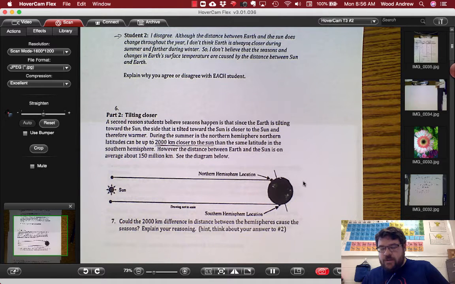No. So again, if someone says to you, hey, random student, the northern hemisphere is warmer because it's pointed towards the sun and therefore it's closer, you can say it's only 2,000 kilometers closer than it normally is. That's not a big enough difference to make a difference, right? So again, the difference in distance because of the tilt is not going to cause the seasons.